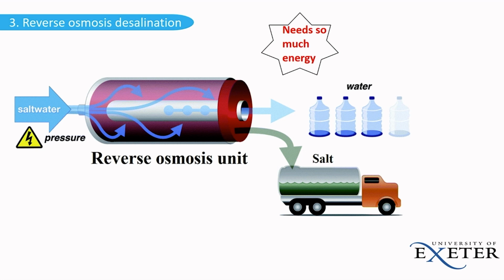For providing the required pressure for reverse osmosis filter, we need so much energy. Most of existing desalination plants all around the world are using fossil fuels, which causes global warming. That's why we need to find better options. We need to find clean, renewable energy.